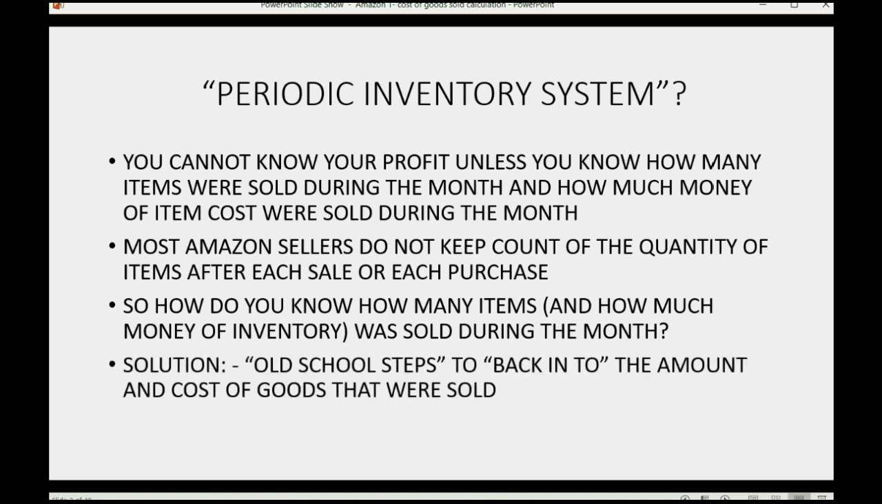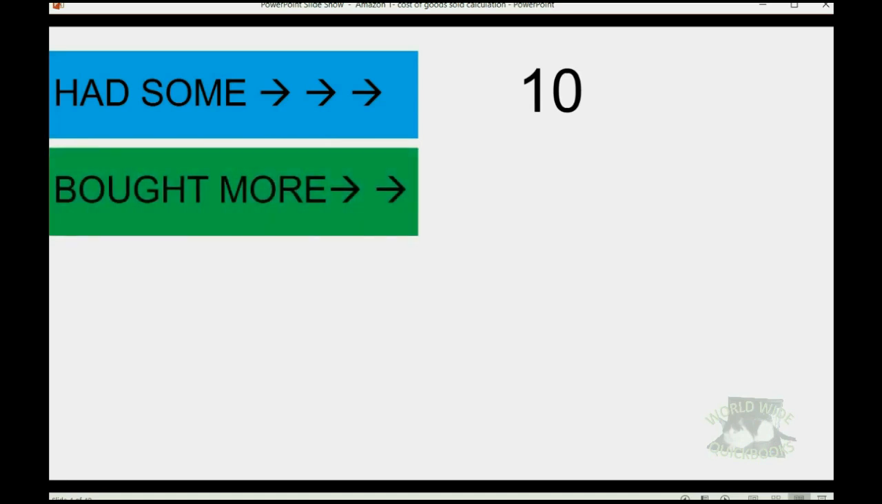The solution is to use old school elementary steps to basically back into the amount of cost of goods sold during the month. So what does that mean? Well, let's think of it from an elementary school's point of view. Let's imagine at the beginning of the month you had some inventory. For example, you had 10 items. Then let's imagine during the month you bought more, and you kept track of how many you bought during the month, and that was 20 items.